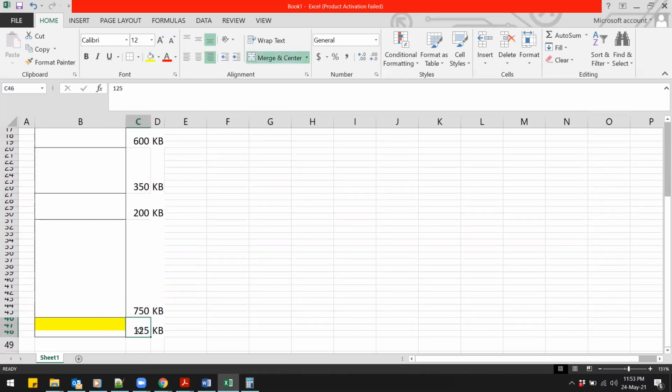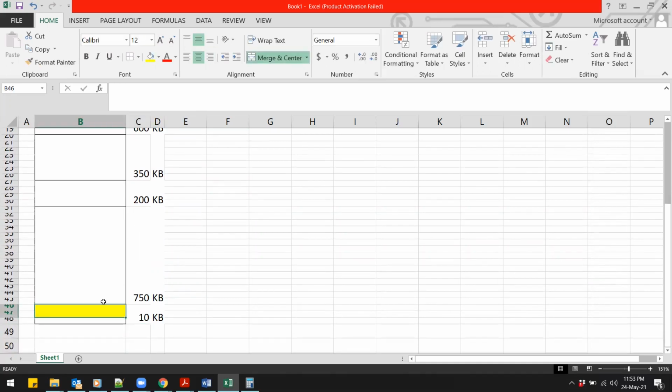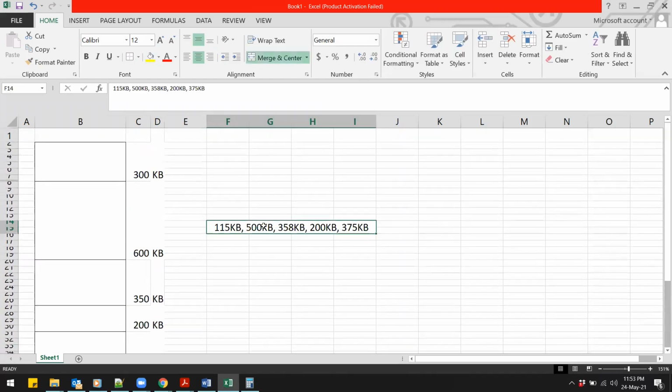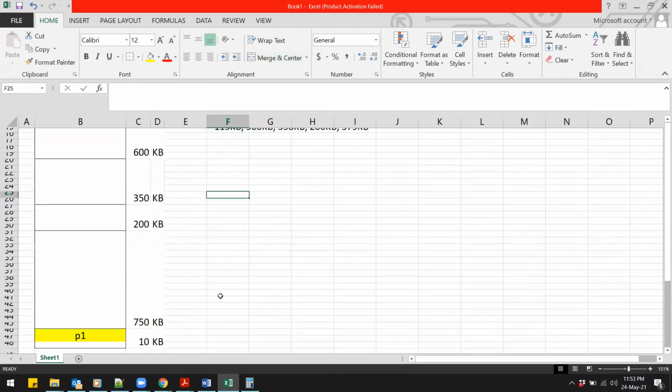So from this 125, we are left with 10 kb. So this is P1. P1 is this one: P1, P2, P3, P4, and P5.